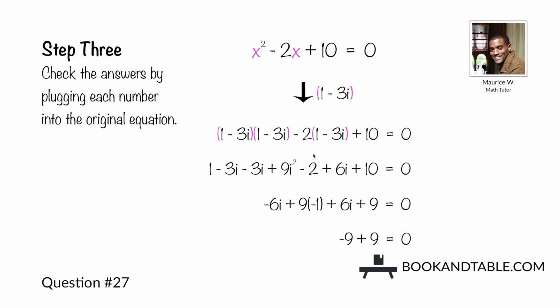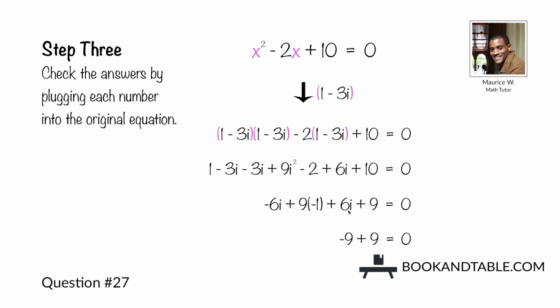Negative 2 times 1 is negative 2. Negative 2 times negative 3i is positive 6i. Plus 10 is equal to 0. And now we get 1 minus 2, which is negative 1. Negative 1 plus 10 is positive 9. We also have negative 3i minus 3i, which is negative 6i.